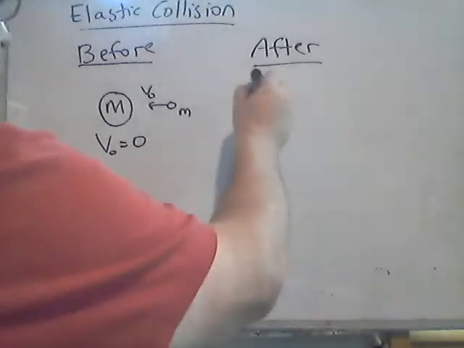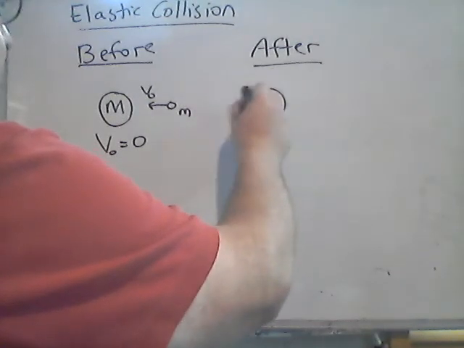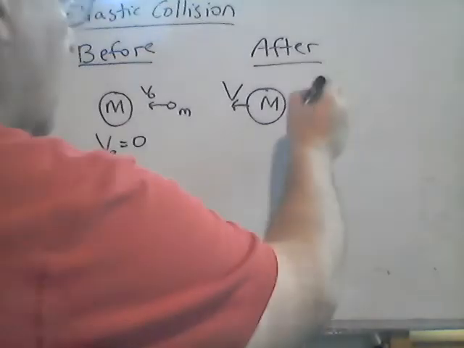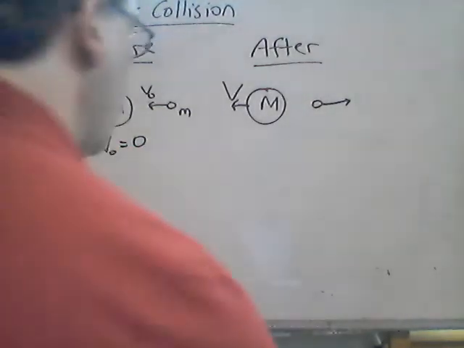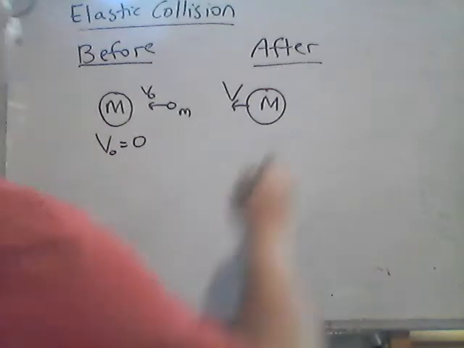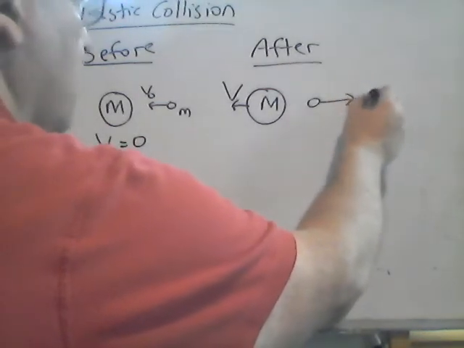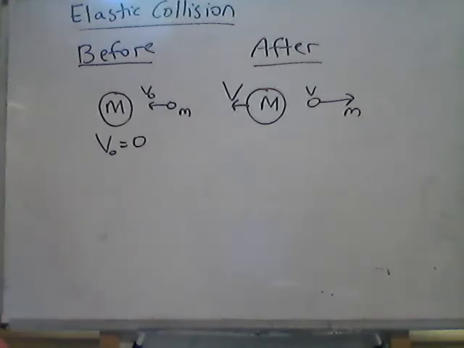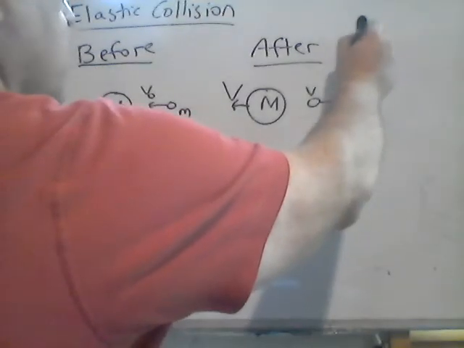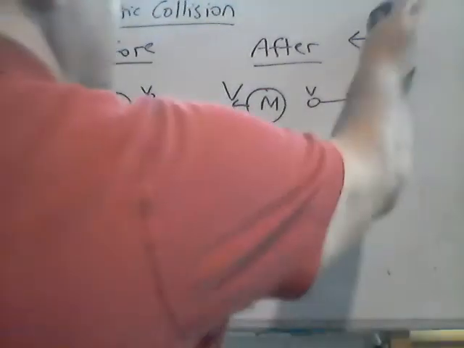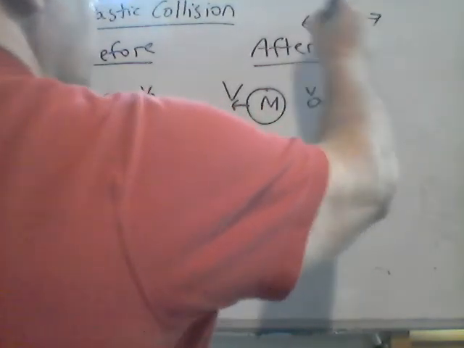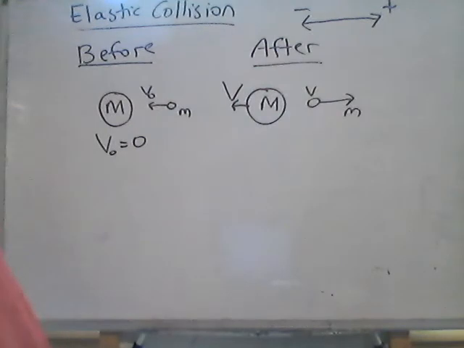I'm going to expect the goalie's going to probably recoil a little bit. We'll say he'll have a final velocity, capital V, and the puck will come back and bounce. Well, we're being told it comes back from which it came. So the puck is going to come back in the direction from which it came. I'm going to assume that my coordinate system is positive to the right, negative to the left. So if something's moving to the left, it's a negative velocity. If something's moving to the right, it's a positive velocity.